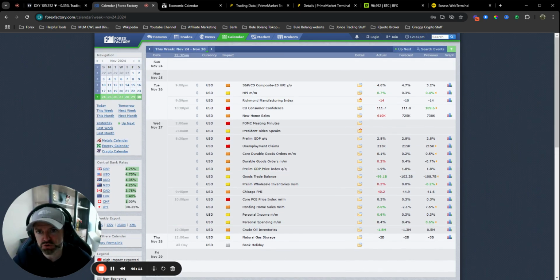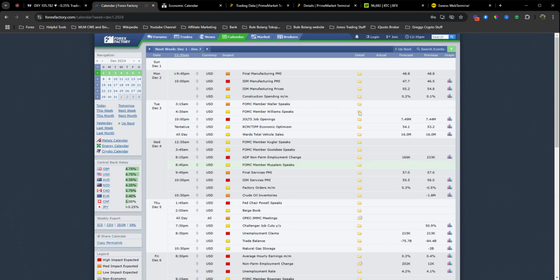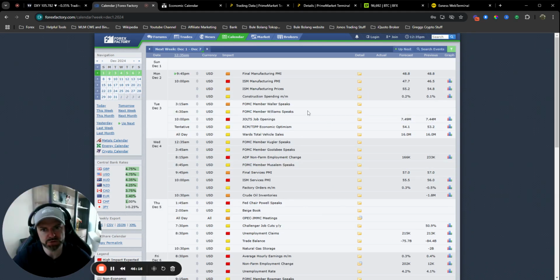So yeah, USD is still strong, guys. We've seen a couple of numbers a little bit wishy-washy, but USD is still really strong. Next week, we've got a lot of news. We've got PMI. We want to see all these PMIs on Monday. We really want to see them above 50.